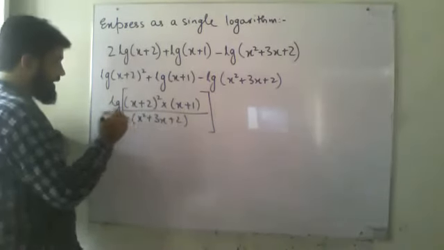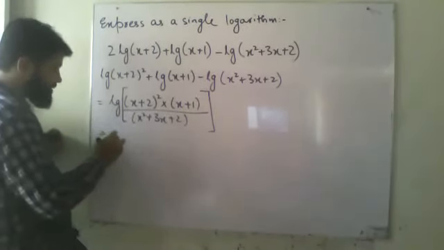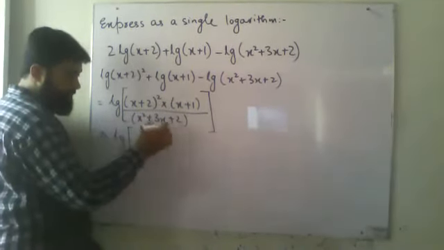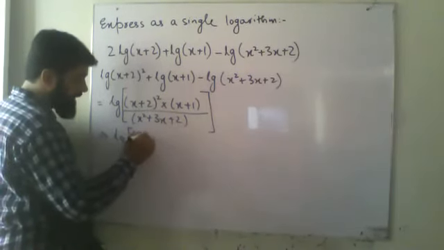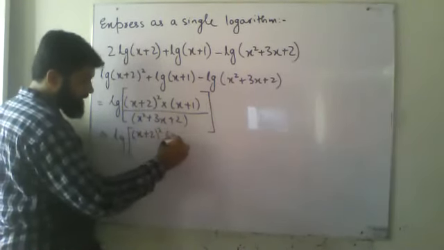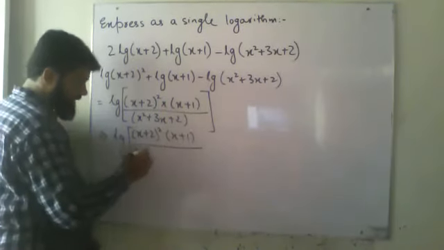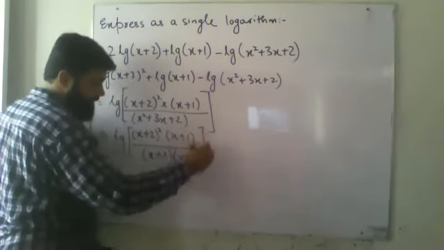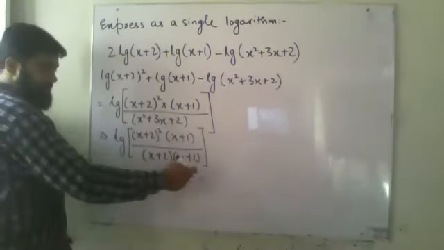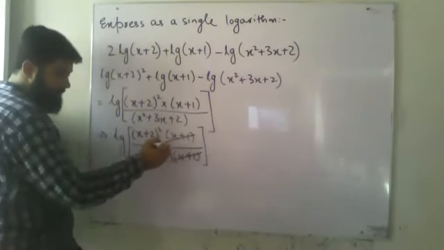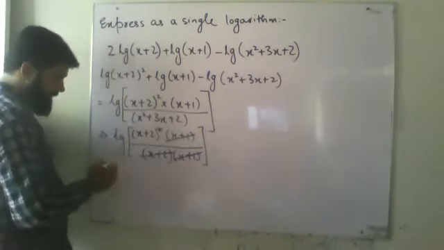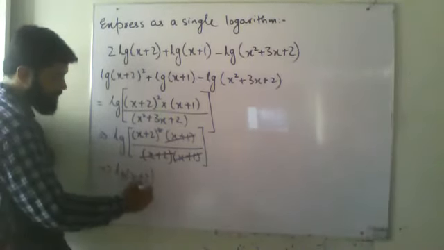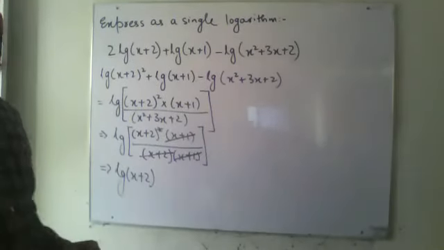Now I always say it, don't lose your basic maths concept. So instead of expanding this one, I'm doing middle term breaking over here, and when I do middle term breaking in this part, the result will be (x plus 2)(x plus 1). This and this will be cancelled. This and this will be cancelled. My final answer is log (x plus 2). That's your final answer in this question.